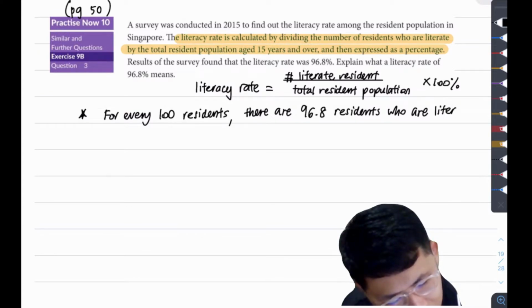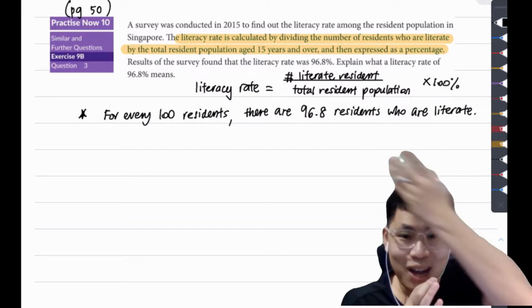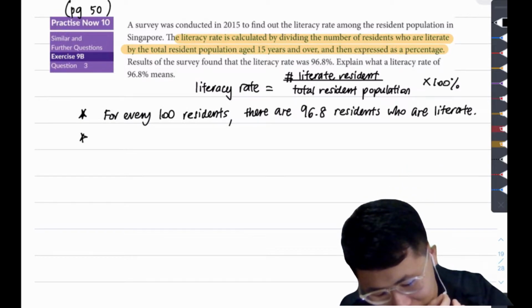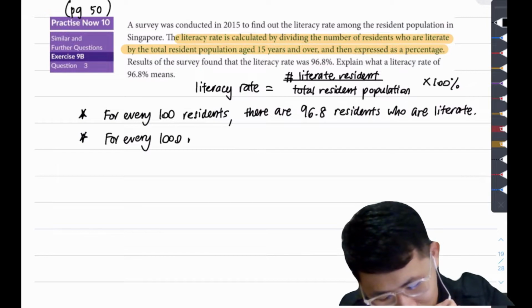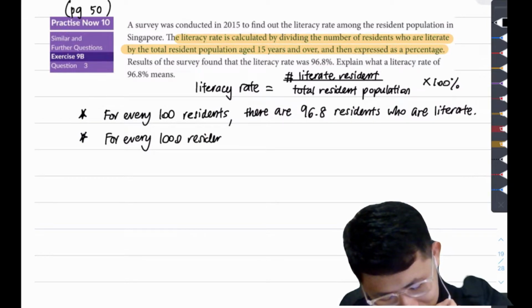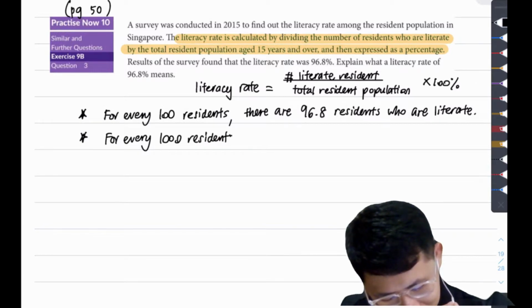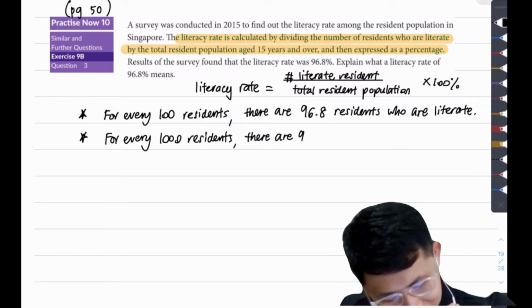Okay, or let's say if you're not comfortable with 96.8 people, because how on earth can you get 0.8 people? Okay, so if you're not comfortable with that, let's go for another layer. So for every 1,000 residents, if we were to refer to 1,000 residents, what does it mean? We have 968 of them being literate.